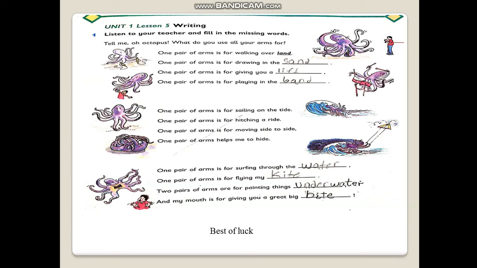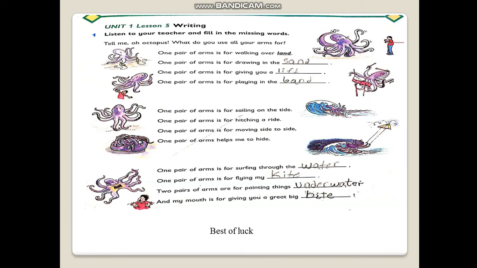This is how you have to read it and fill in the missing words. Number 1 missing word is sand, S-A-N-D, sand. Number 2, L-I-F-T, lift. Number 3, B-A-N-D, band. One pair of arms is for sailing on the tide. Here is an octopus and you have the given pictures on the left and right side of your book.